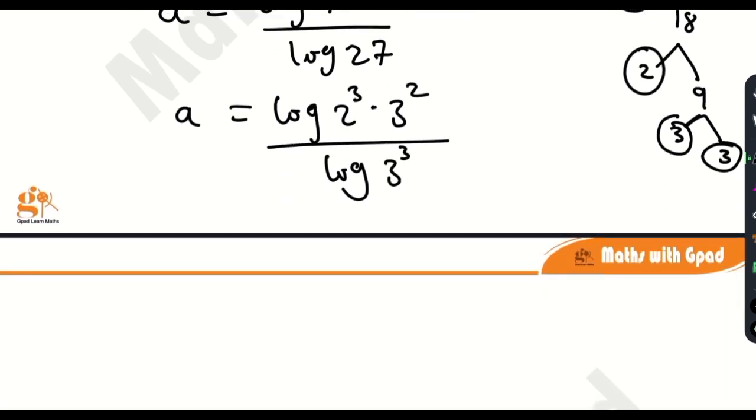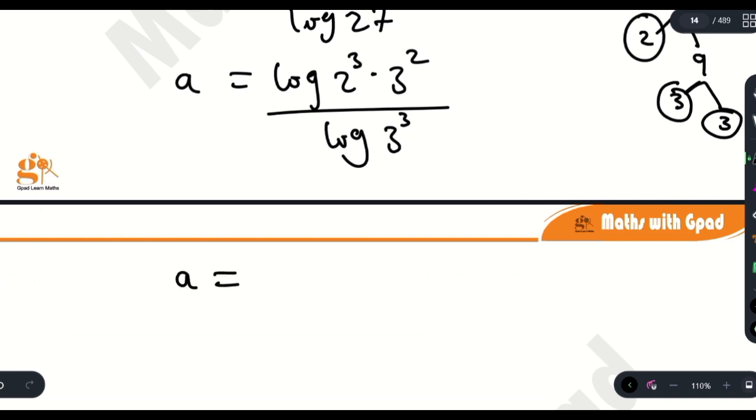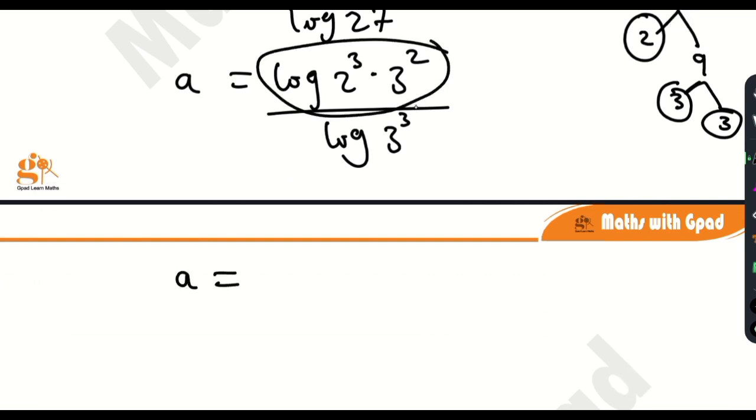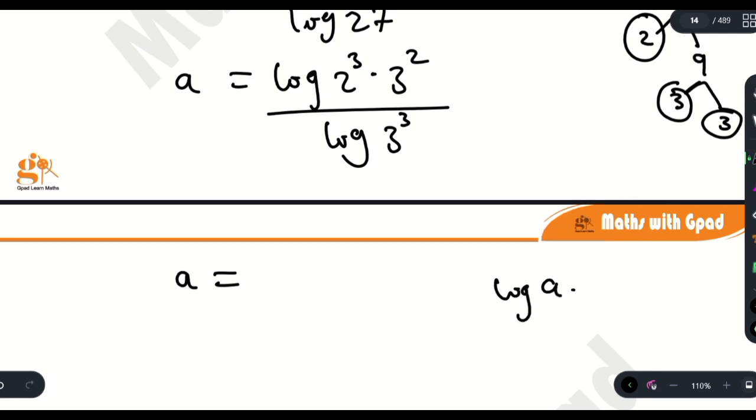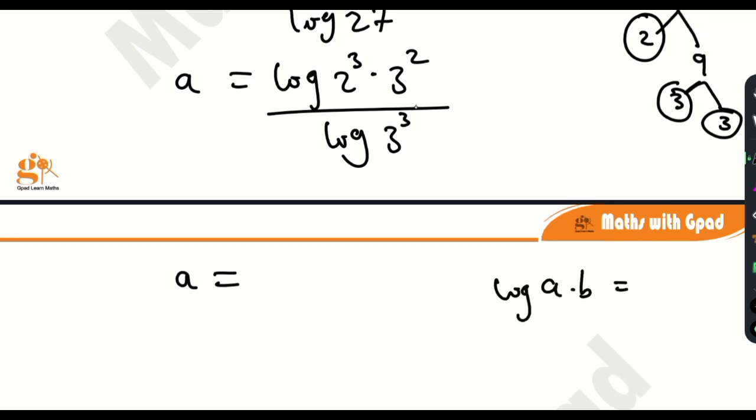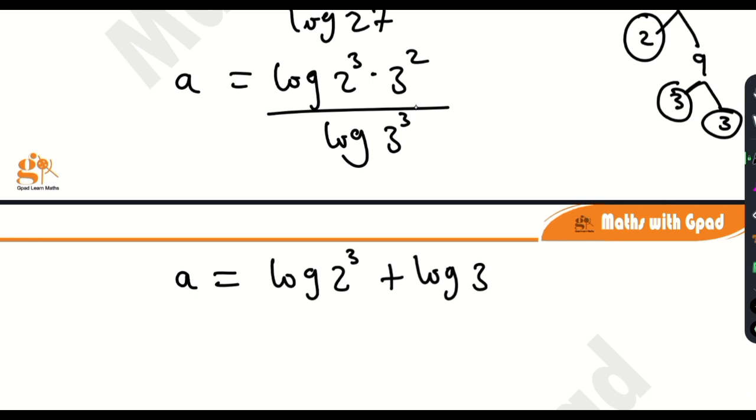Okay, now taking it a step further, a will be equal to, I'm going to split this because if you have log a times b, this can be expressed as log a plus log b. That's what I'm going to be doing right here. So this is going to be log 2 raised to the power of 3 plus log 3 raised to the power of 2, all divided by log 3 raised to the power of 3.